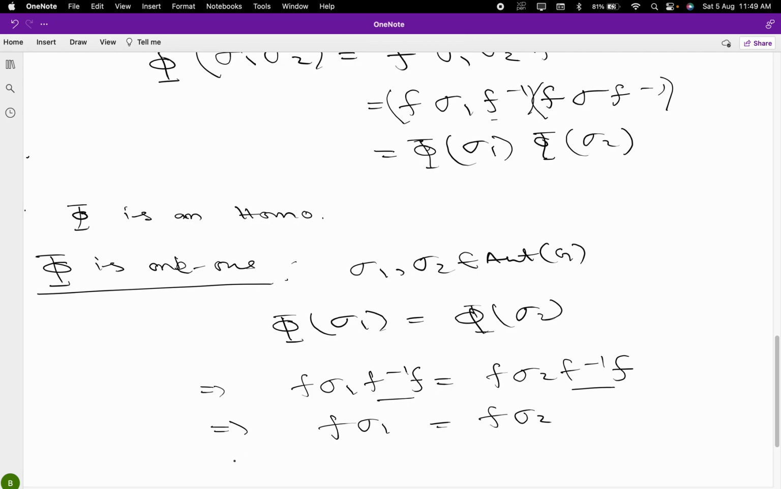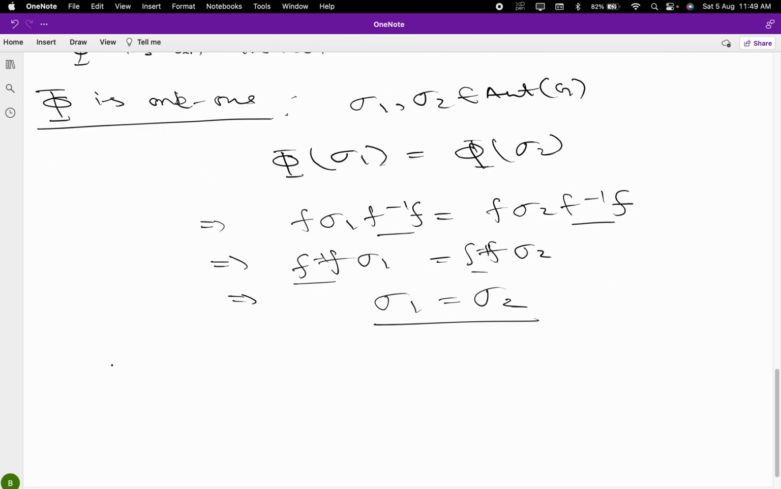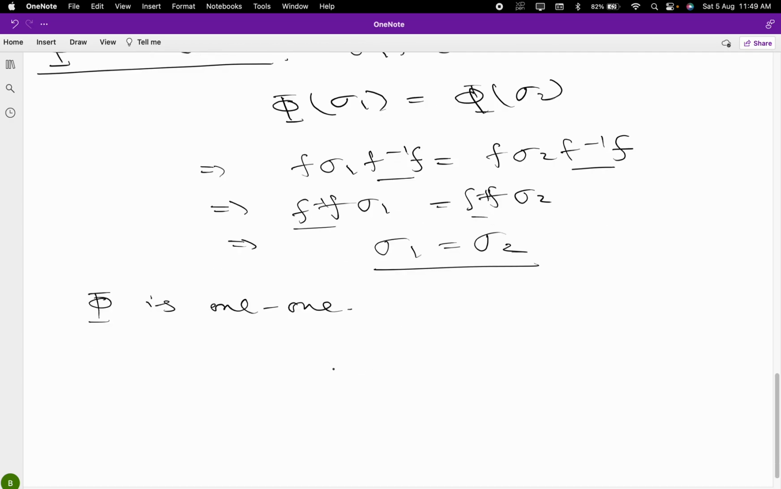I am assuming you are good enough to understand. Now if we operate F inverse over here, F inverse F and F inverse F will also give you identity. That means sigma 1 is actually sigma 2. So this map phi is 1-1. Now we are only left with the onto portion, and onto is also very easy.